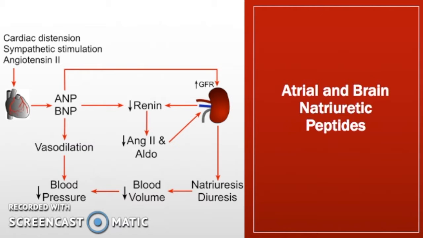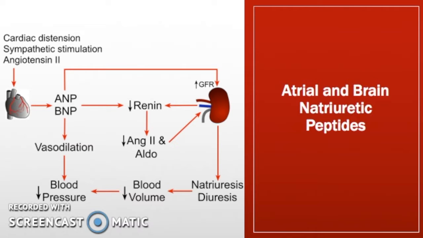Atrial natriuretic peptide, or ANP, is a 28 amino acid peptide that is synthesized, stored, and released by atriomyocytes in response to atrial distension, angiotensin II stimulation, endothelin, and sympathetic stimulation. Therefore, elevated levels of ANP are found during hypervolemic states, which occur in heart failure. ANP is first synthesized and stored in cardiac myocytes as pre-pro-ANP, which is then cleaved to pro-ANP and finally to ANP. ANP is the biologically active peptide.